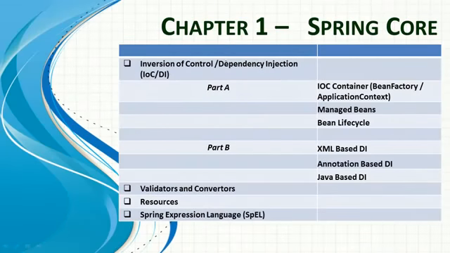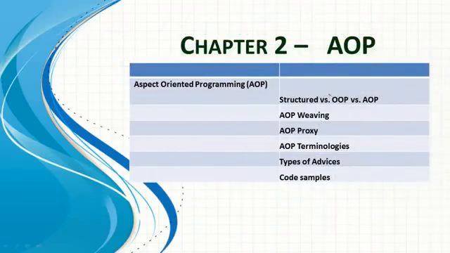So this is chapter 1 that we are talking about, and we will be dealing with the first topic, which contains the bean factory and application context, which is nothing but an implementation of the IOC container, which is also sometimes called the Spring container, and sometimes it is called dependency injection. And the second chapter will be AOP.